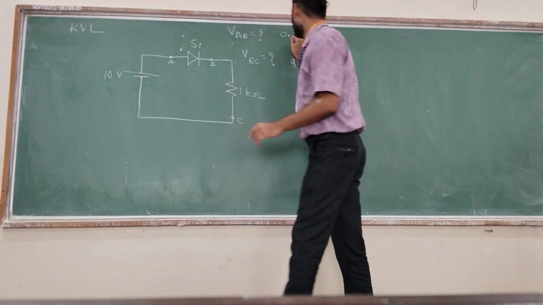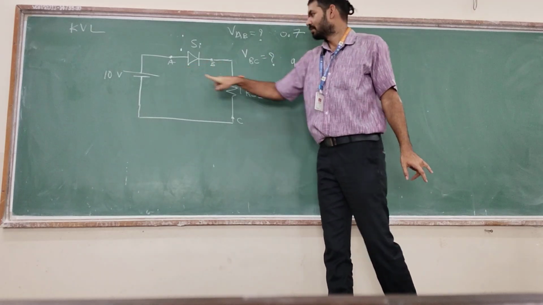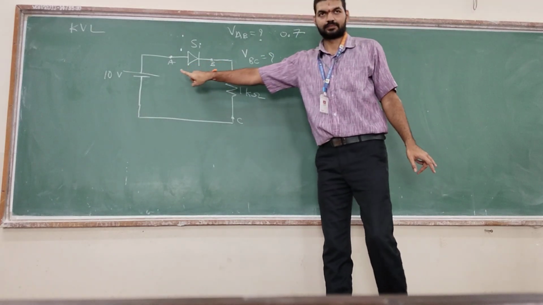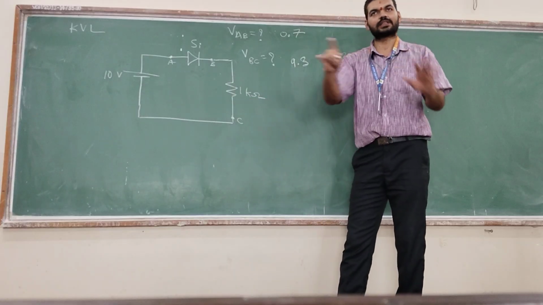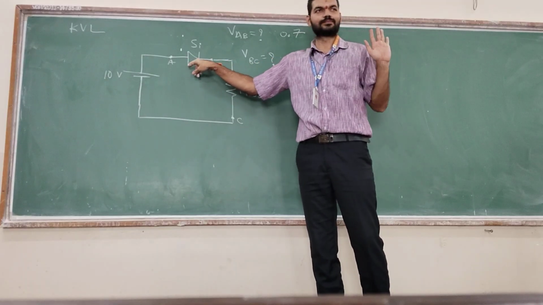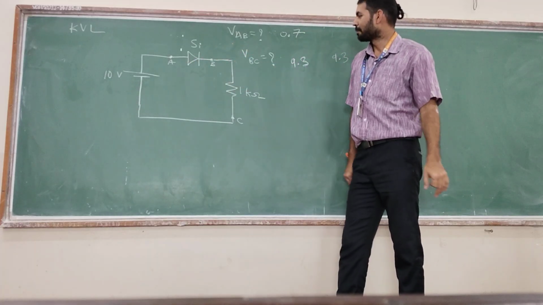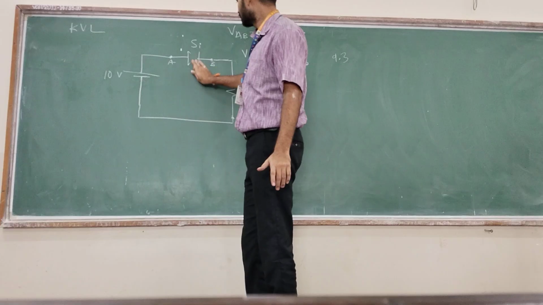So the answer is 0.7 is VAB because it is a silicon diode. VBC is 9.3. The remaining voltage comes across this because the diode will hold only 0.7. Now tell me the answer.